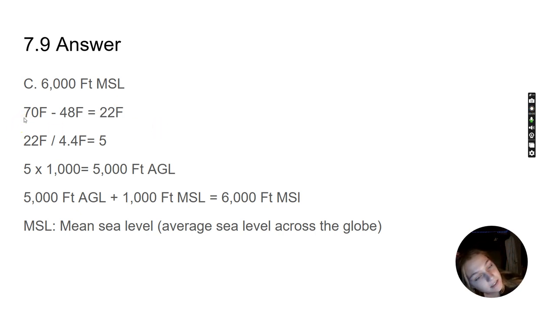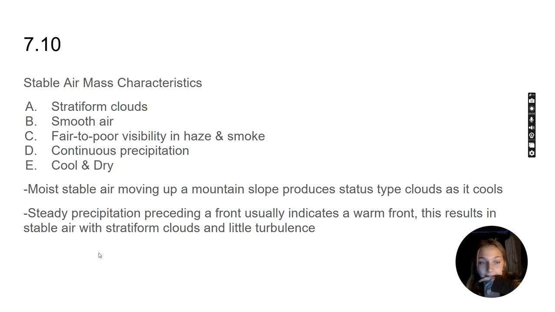We do the temperature minus the dew point, the spread, and then divide that by 4.4. And then multiply that to 5,000 feet above ground level. But since we're messing with the MSL, we add 1,000, so it's 6,000 feet MSL. And MSL is just mean sea level. I don't really know what MSL is, I'm not gonna lie. But it's different, apparently, so look out for that.